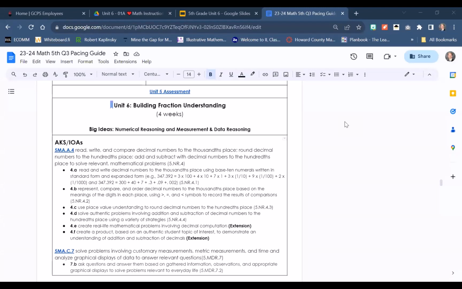The pacing guide is an example intended to model how instruction of the AKS IOAs in each unit may be facilitated, but teachers should design pacing to be responsive to the learning needs of your students. Unit 6 has a suggested pacing of about 4 weeks. There are 21 given days of instruction on the pacing guide, including the Unit 6 assessment.